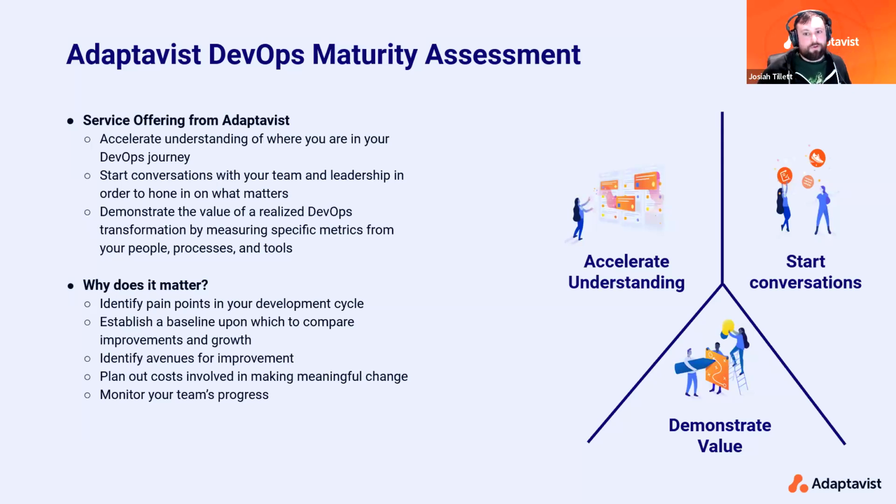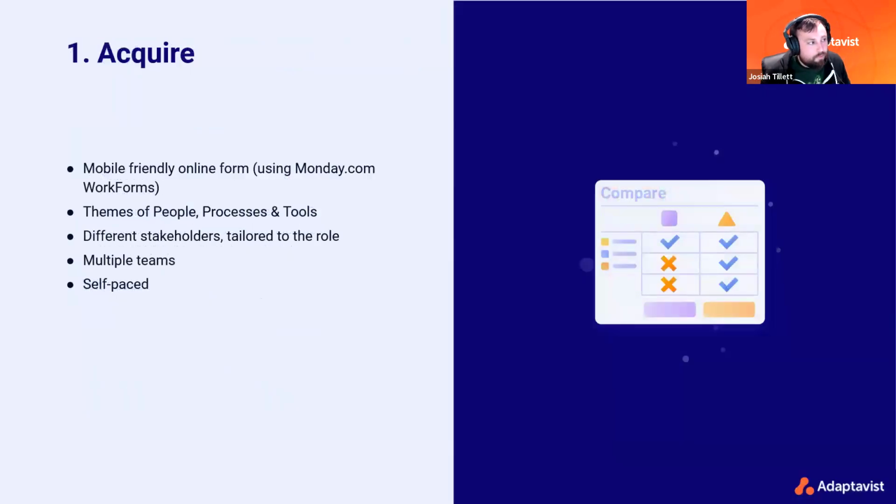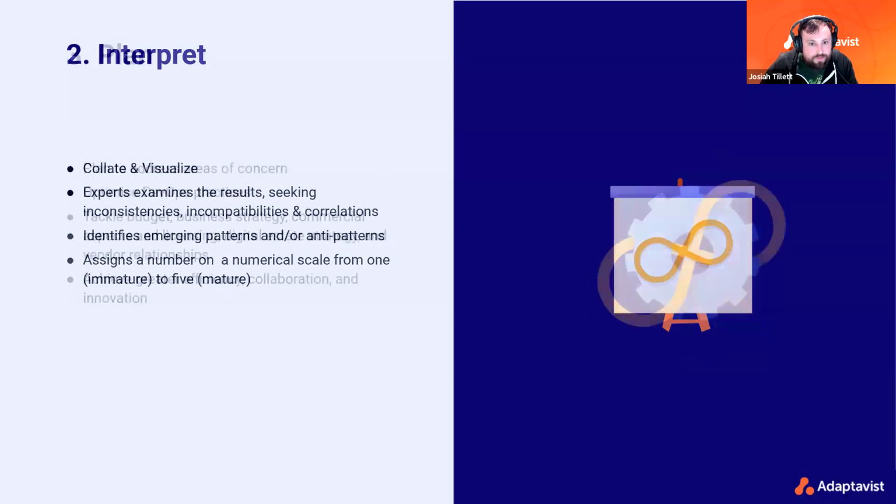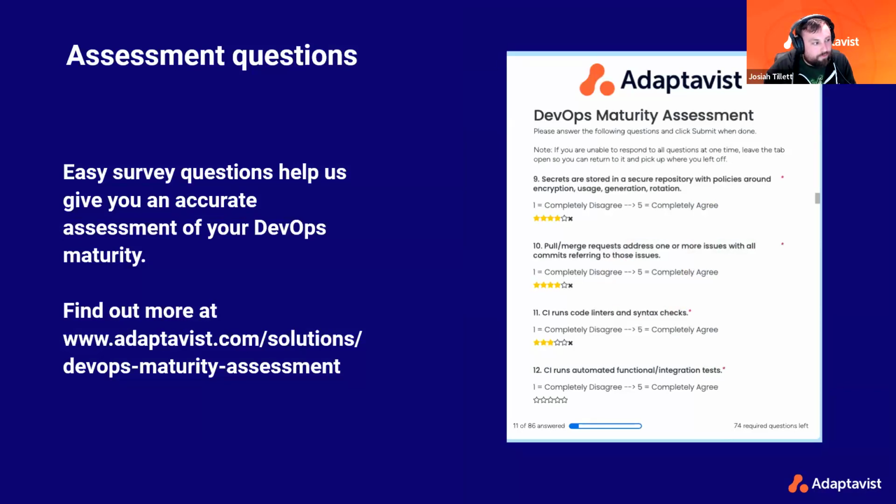This assessment is going to take place over 3 major steps. Step 1 being acquire. We have a mobile-friendly online form we've set up using our partners at Monday.com via their work forms. And those forms have themes for various people, various processes, various tools. They can be tailored to different stakeholders and their roles. They can be set up for multiple teams. If you have a development team, you have a QA team, you want to see how they are, you can see how that works for them. And this online form is entirely self-paced. Actually, let me skip forward a couple of slides and show you what that form looks like.